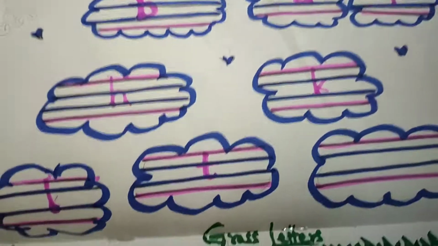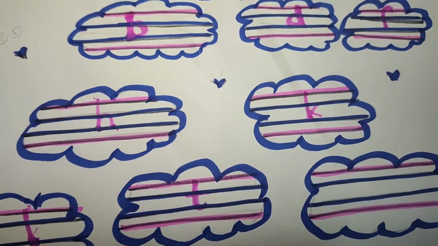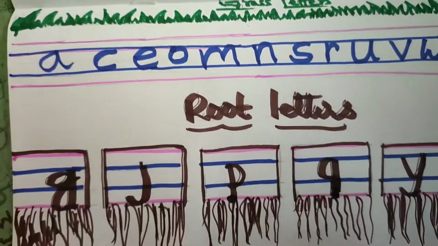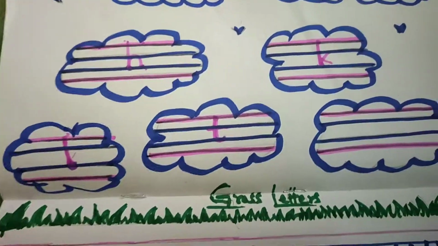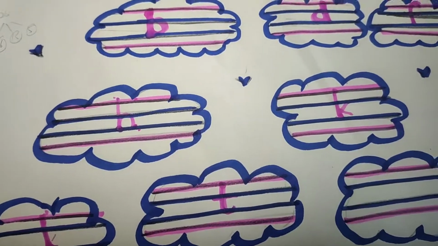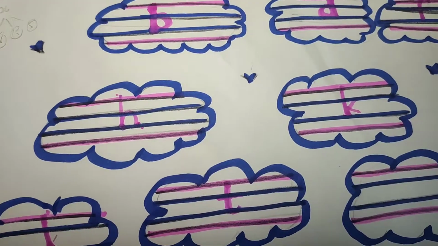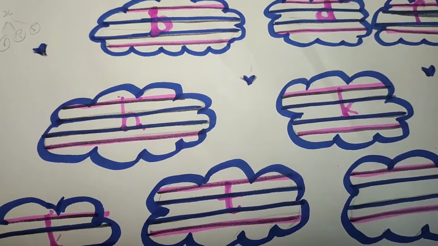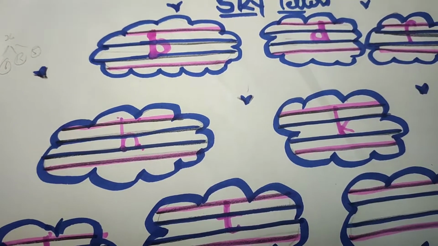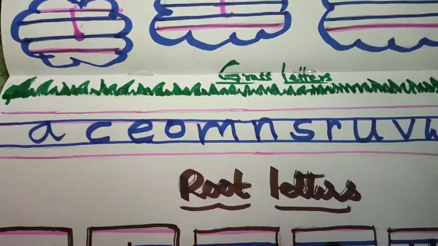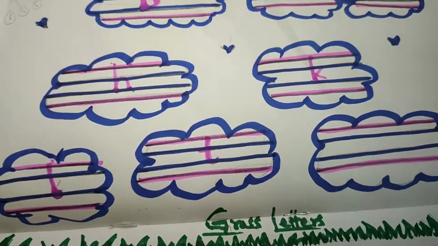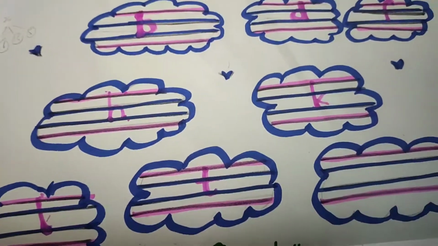So I hope you all understand about the sky letters, grass letters and root letters. These are all the letters that we have in English. In the English alphabet we have 26 letters. They are divided into three types of letters: sky letters, grass letters and root letters. So we have seen what those letters are in the English alphabet.